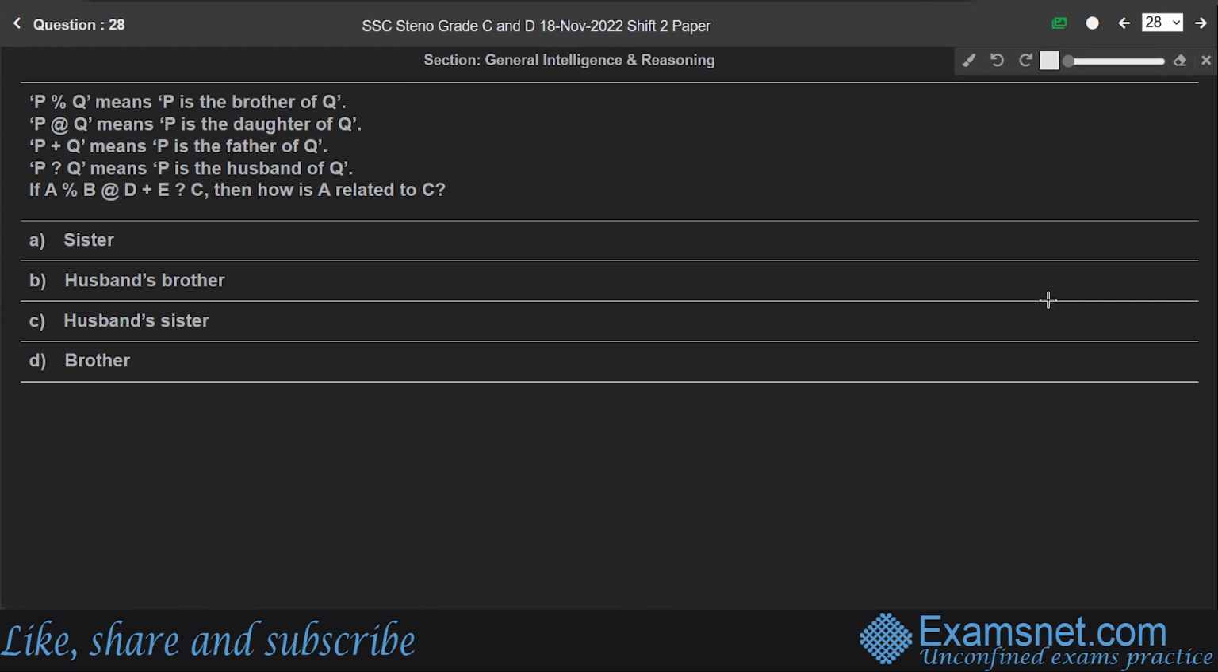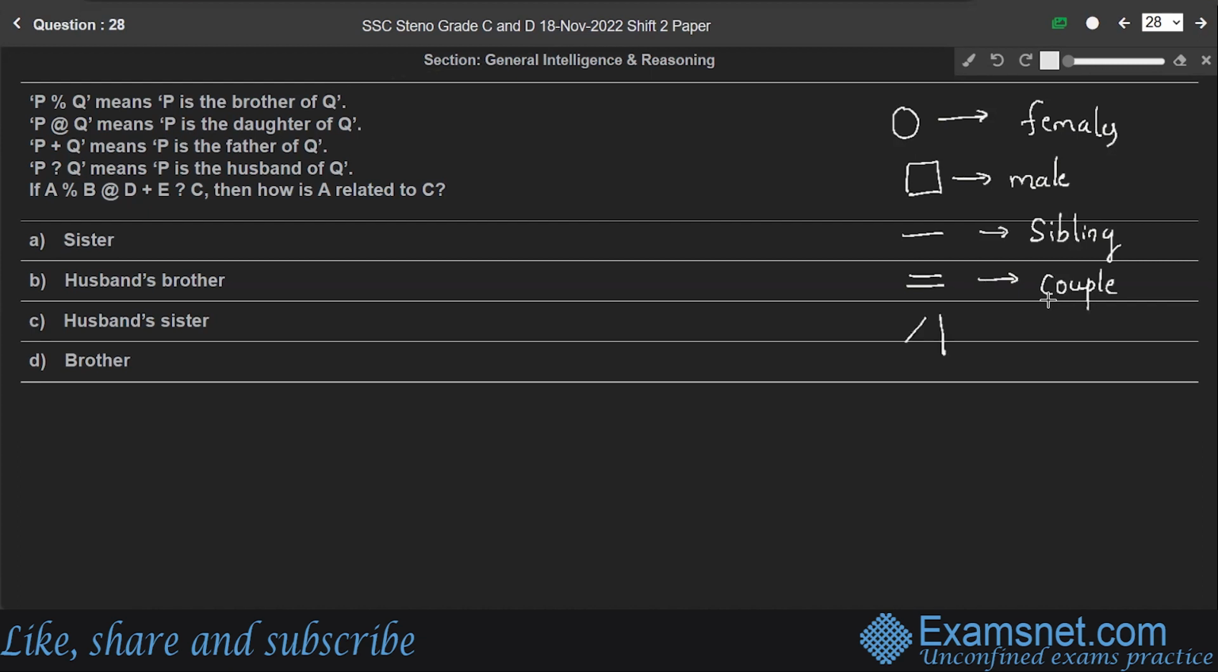Before going to the question, we use some symbols to represent the relationships. We use a circular symbol for all females. We use a square symbol for all males. We use a single horizontal line for siblings. We use double parallel horizontal lines for a married couple, and a vertical line or slightly slanted line for difference of generations.